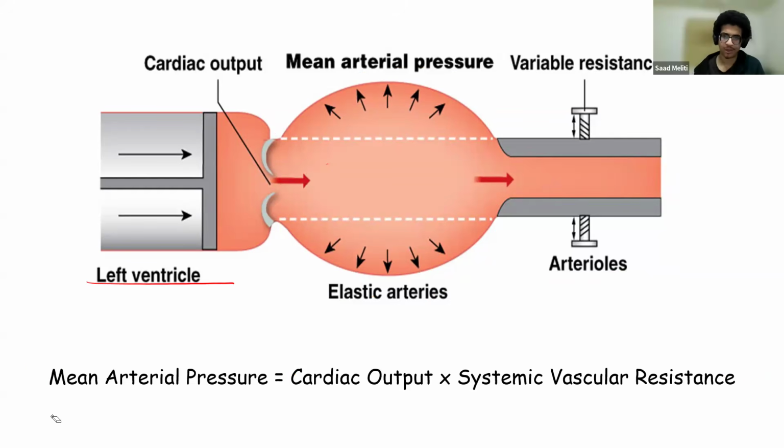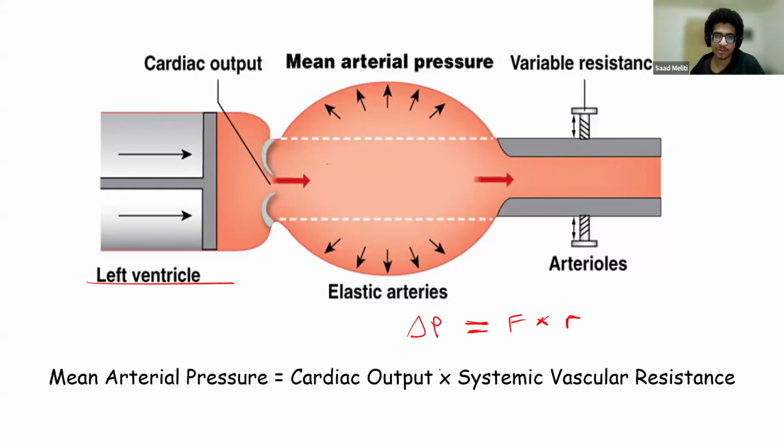Something I just thought about. I didn't think about this before, but remember that equation from earlier, resistance is equal to pressure gradient over flow. Here, we can reorganize this by multiplying by flow, so pressure gradient is equal to the flow times the resistance.